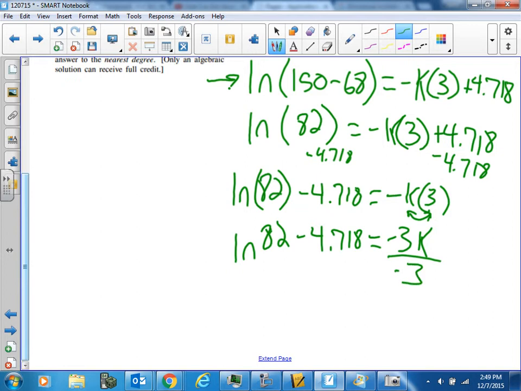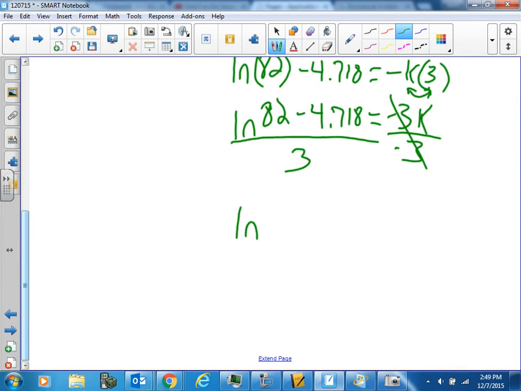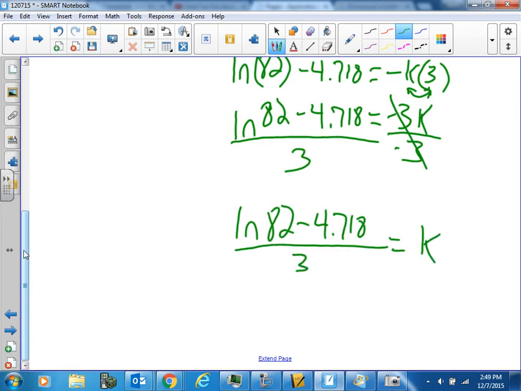I'm going to divide now both sides by negative 3. Now I'm going to plug this entire thing into the calculator. So let me go ahead and write this now. The natural log of 82 minus 4.718 all over 3 equals, well, all we have left is K. So let's plug that in.